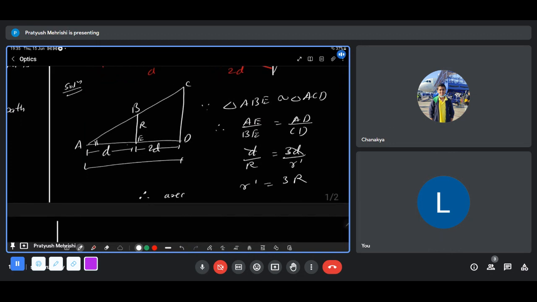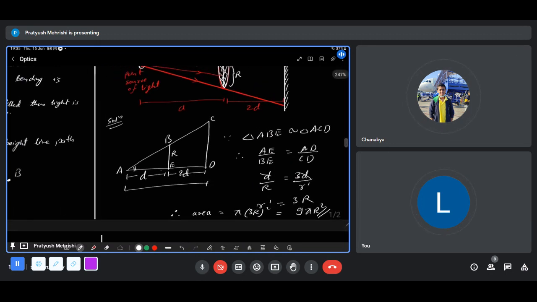Therefore, what will be the area? Area will be equal to pi into 3r square, that is 9 pi r square. That is the answer. Got it, Chanakya? Hemant, both of you got it now? Yes. Got it, sir.